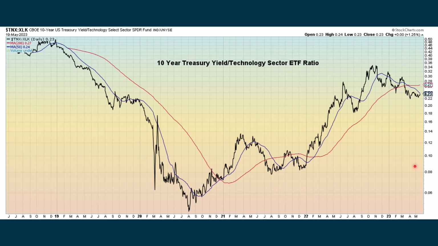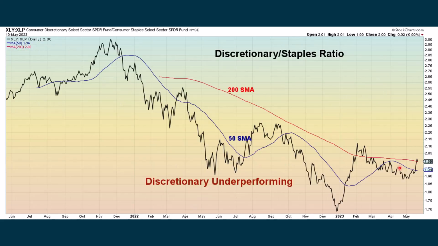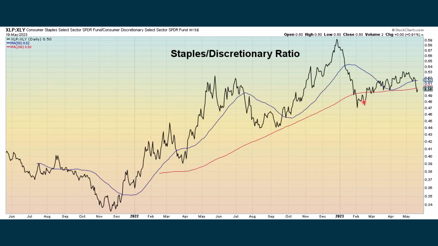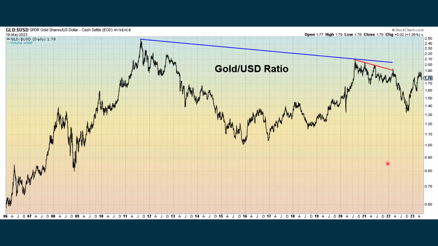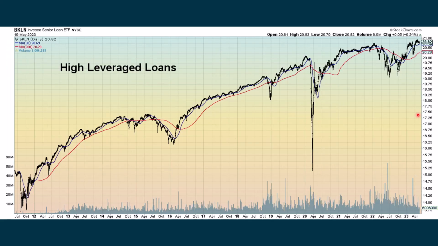And then this is an inverse of that, showing how the 10-year treasury yield is in a downtrend compared to the tech sector. Discretionary is still in an overall downtrend compared to staples, but it is showing some improvement. And then this is an inverse showing how staples are still in an overall uptrend, but could be showing some weakness. Gold to the S&P shows that gold is outperforming. Gold is also outperforming the dollar. And high leverage loans. These are risky loans.